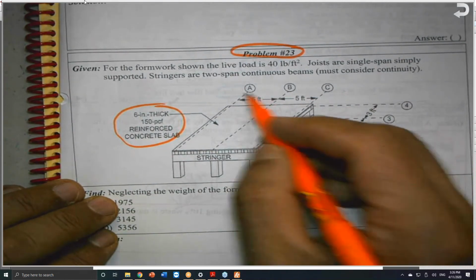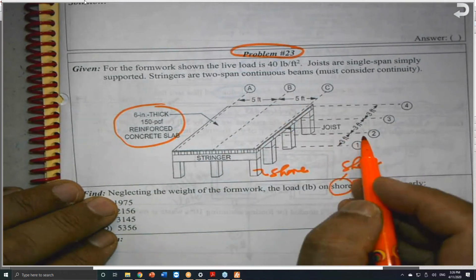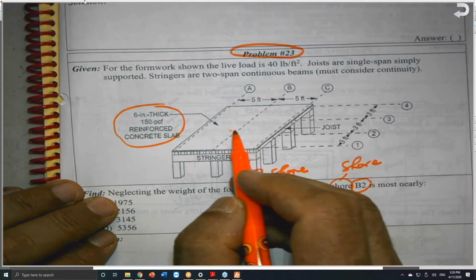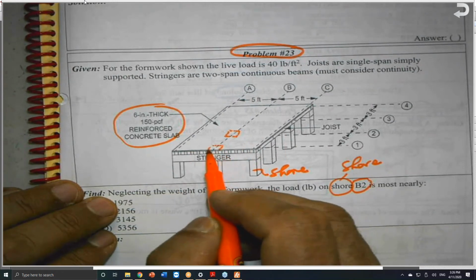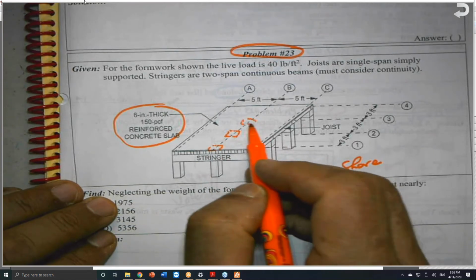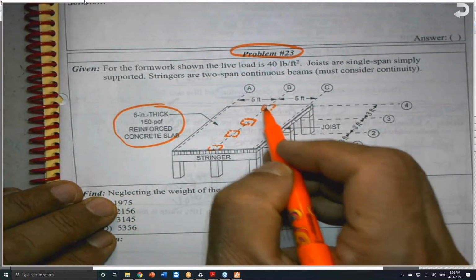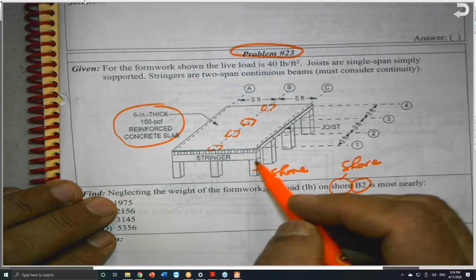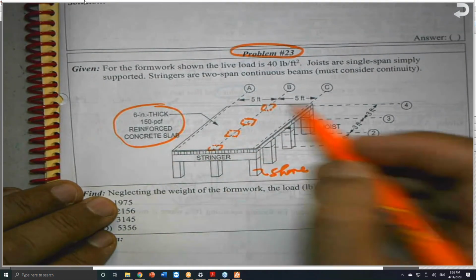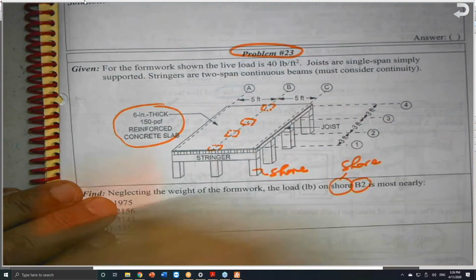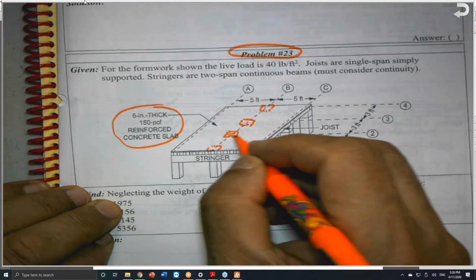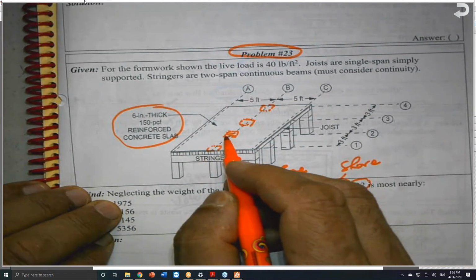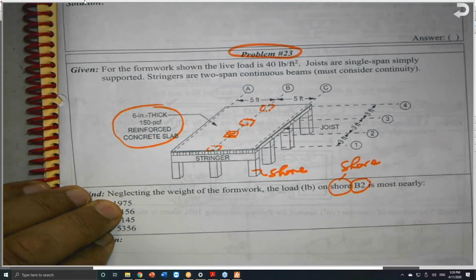So this is A, B, C, this is line B, and this is 2. So I have a column here, and a column here at the end, and a column here, which is along B3 and B4 here. So there are 4 columns, 1, 2, 3, 4, along line A or line B or line C. But he would like to get B2, which is this column here. How much is the load?